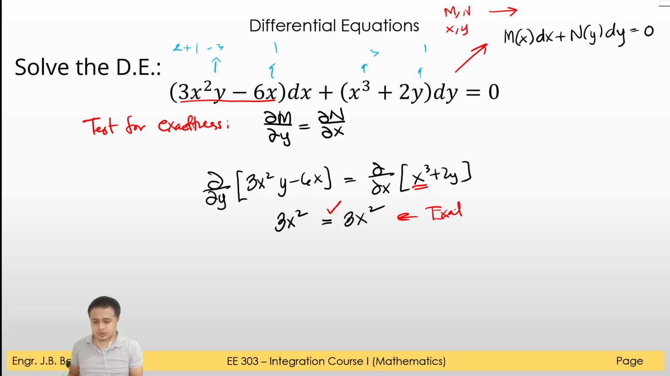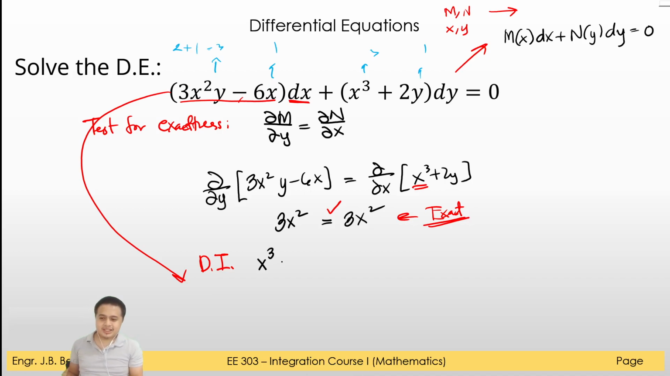So how do we solve an exact differential equation? For an exact differential equation, there's a method called direct integration. So basically, just integrate this, with respect to x. The integral of 3x squared is x cubed. You will assume that y is now a constant.